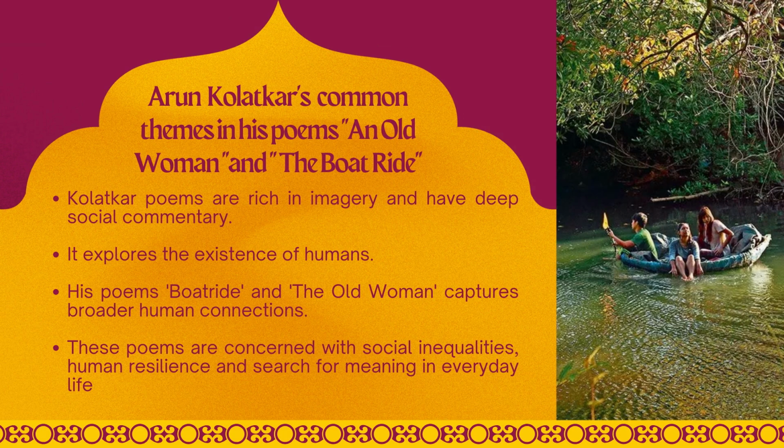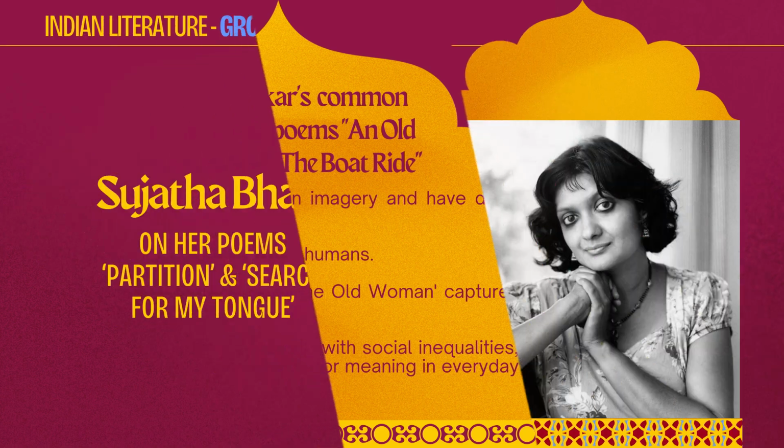The Boat Ride and The Old Woman are concerned with social inequalities and search for meaning in everyday interaction. In the poem Old Woman, he talks about the harsh realities of life in India, especially the plight of the marginalized. He talks about the neglect faced by the poor people. The poem Boat Ride talks about human relationship and the fleeting nature of life. Both the poems talk about the impermanent nature of situations in life and how people struggle hard every day to run their life.